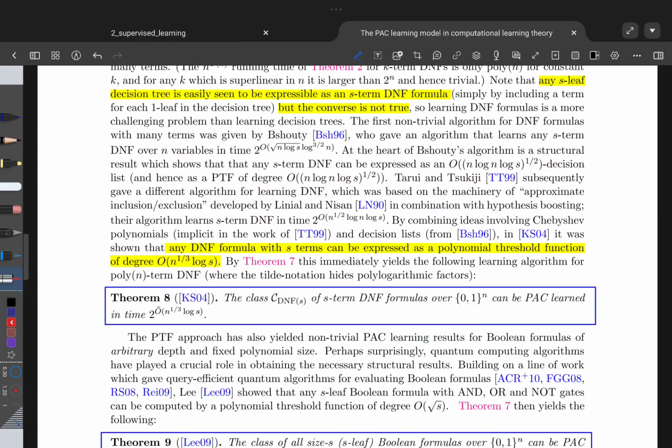So there's a result which said that any DNF formula with S terms can be expressed as a polynomial threshold function having degree which is order n to the 1/3 times log of S. And since you can learn polynomial threshold functions or polynomial classifiers efficiently, you can also learn S-term DNF formulas in a time that is not quite polynomial in n, but not exponential in n either. So this is quasi-polynomial, which is sub-exponential in n.